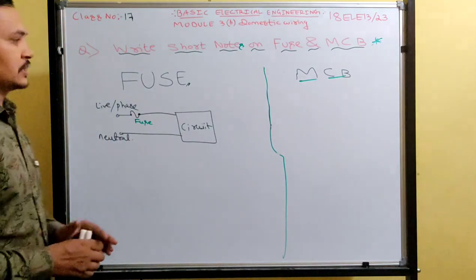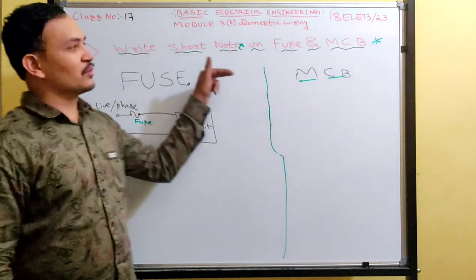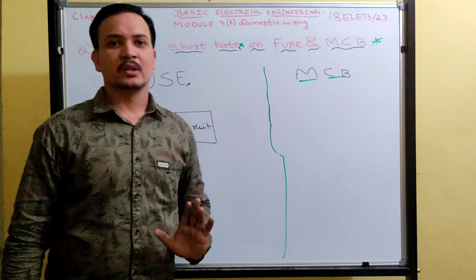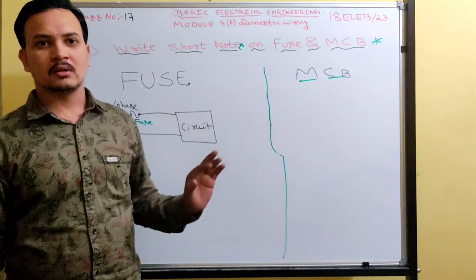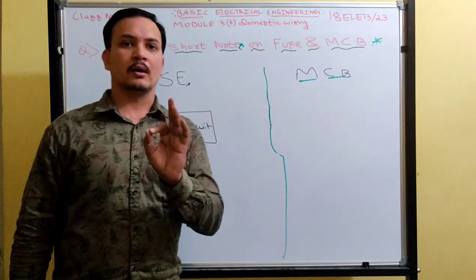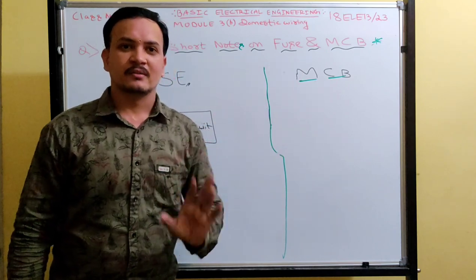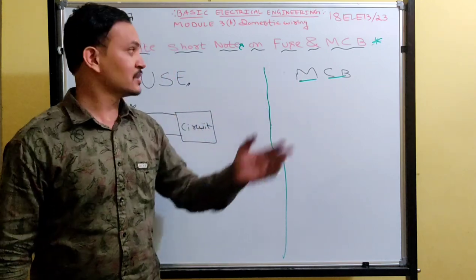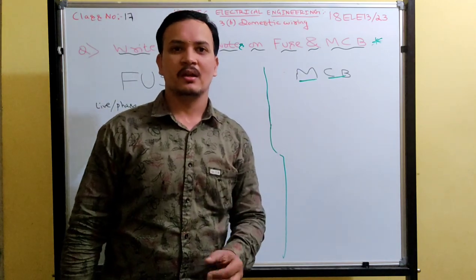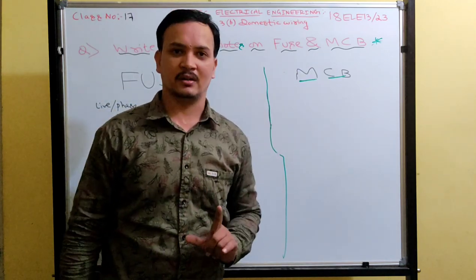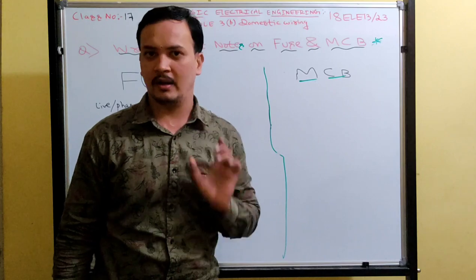Okay, let's start with this topic. Write short notes on fuse and MCB. If they ask a question like this, you should compulsorily write this point: both are protective devices. What is fuse? Protective device. What is MCB? Protective device. Definitely there will be one mark for that. Don't miss that point.